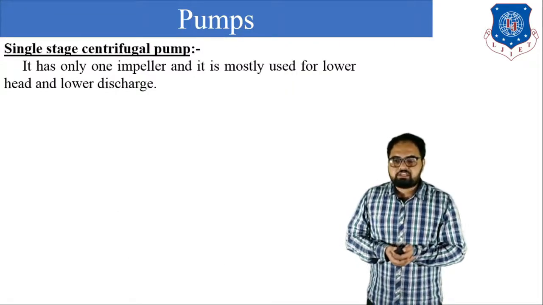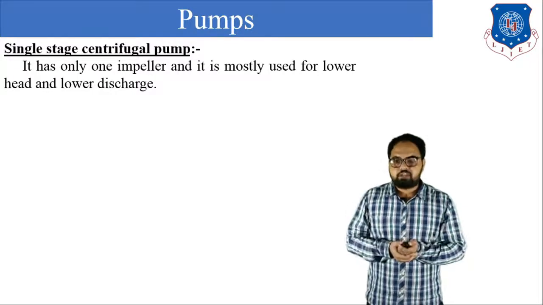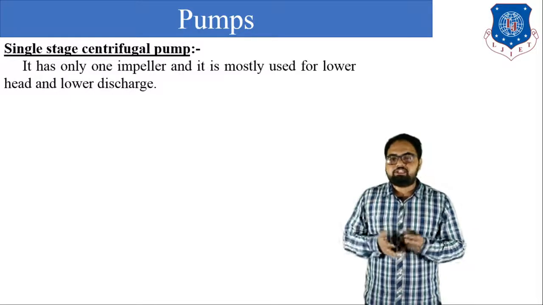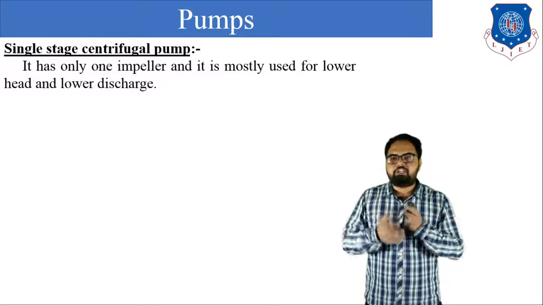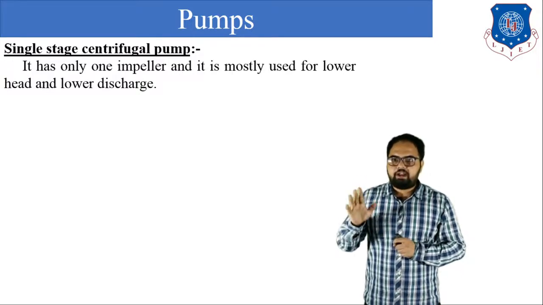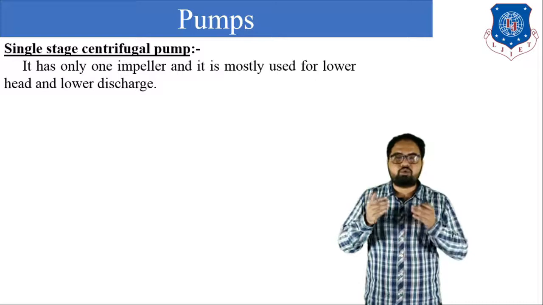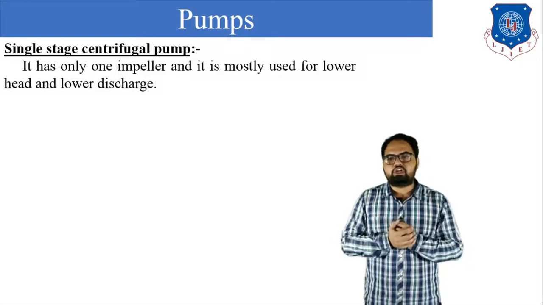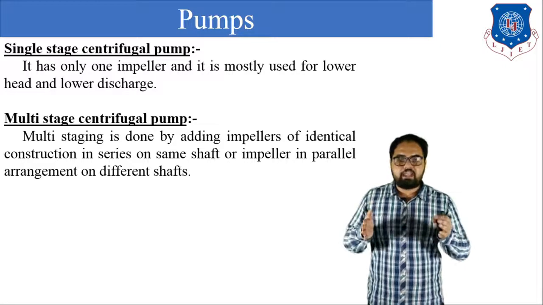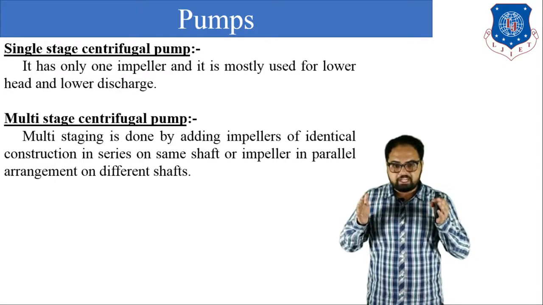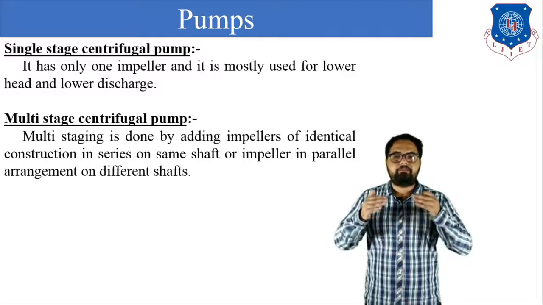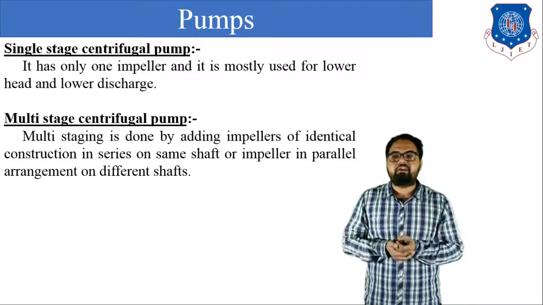Now next is according to the number of stages. According to number of stages, the centrifugal pump is classified into two categories: single stage pump and multi-stage pump. In single stage, it has only one impeller, and it is mostly used for lower head and lower discharge. But in multi-stage, multi-staging is done by adding impellers of identical construction in series on the same shaft, or impellers in parallel arrangement on different shafts.